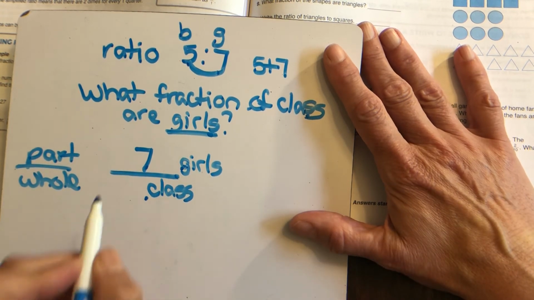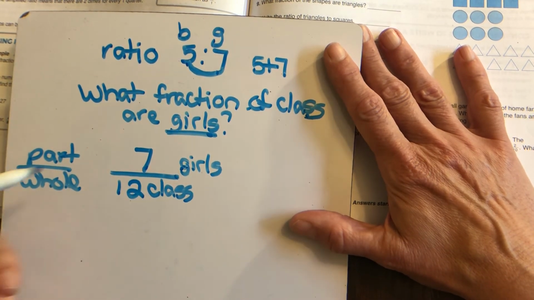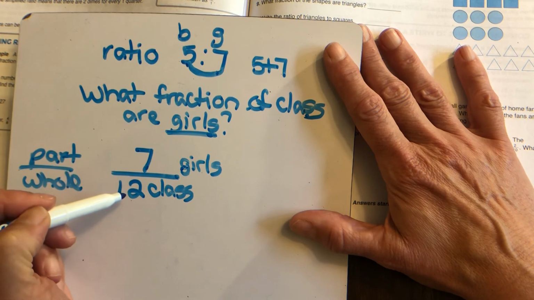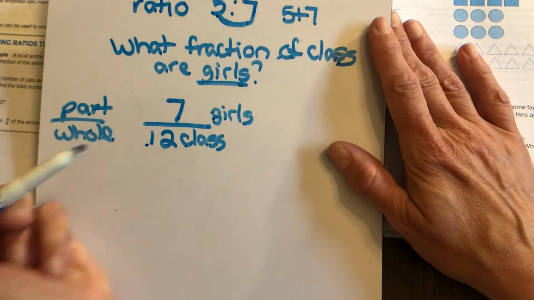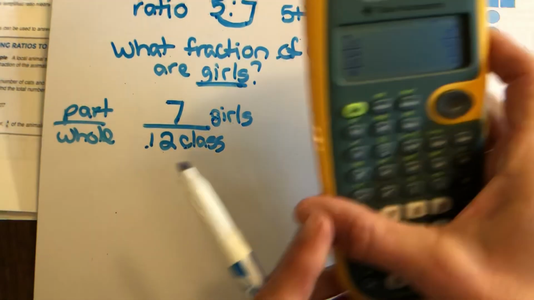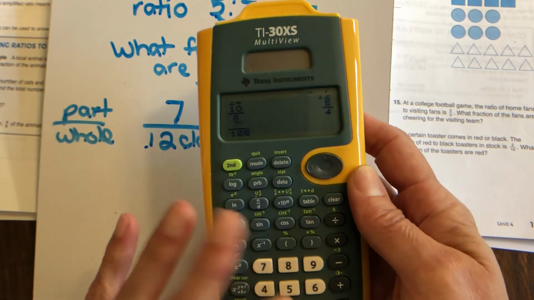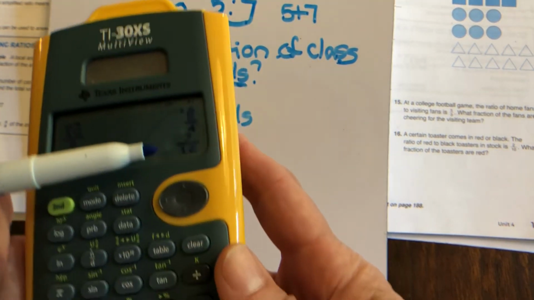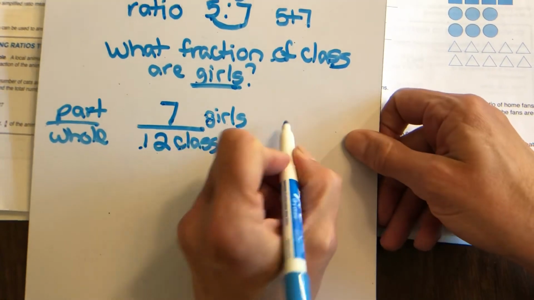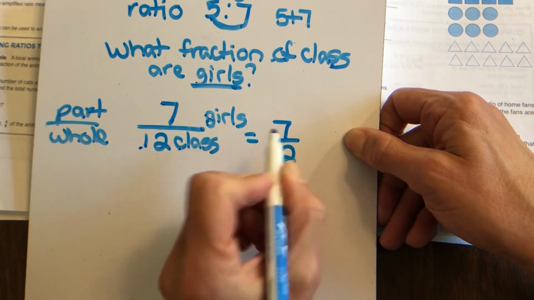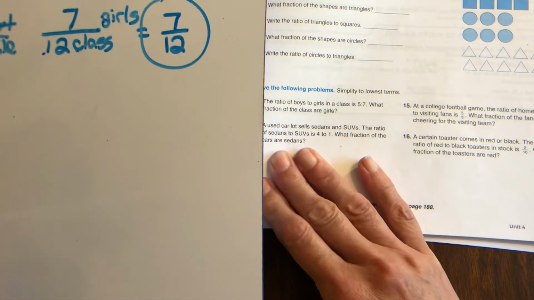So 5 plus 7, do it in your calculator if you want to, is 12. And there is my fraction of girls to the whole class. And it's 7/12. But wait, don't forget, you have to reduce it. So if you're not sure if that is reduced, we put it in the calculator, we hit enter, and we see we get 7/12 again on the calculator. So that was already reduced, and so the answer is 7/12 with a TH on it, and that's how you do those.